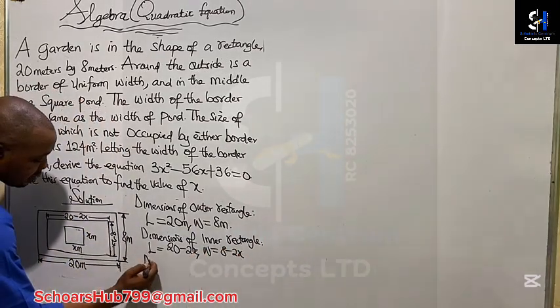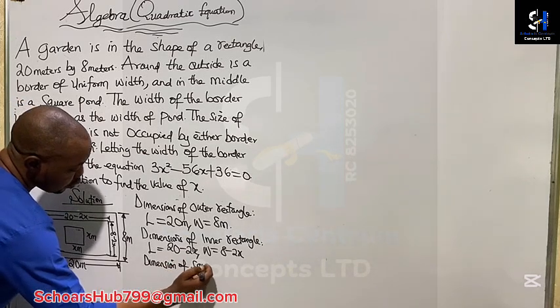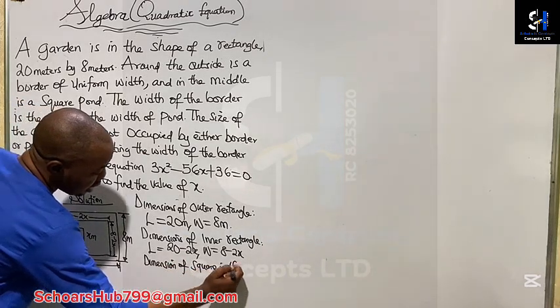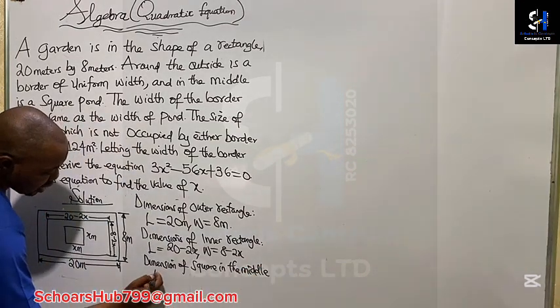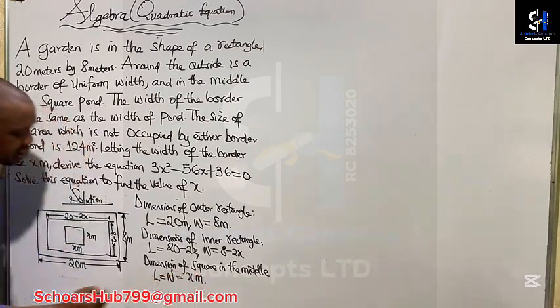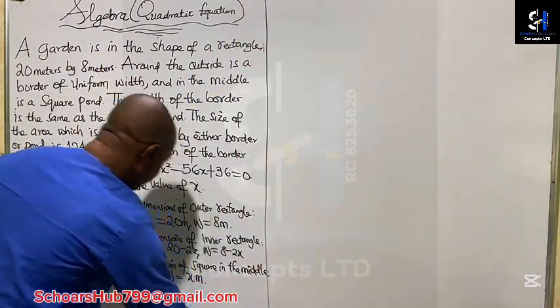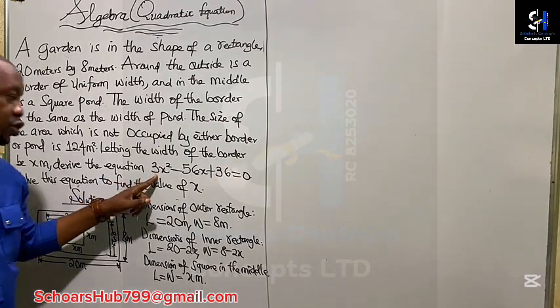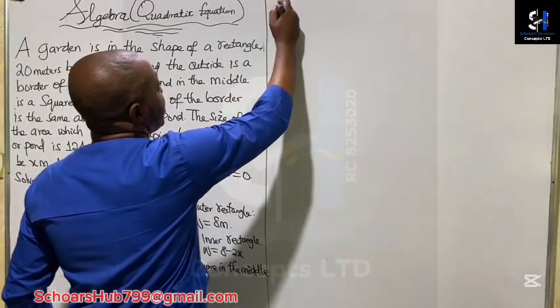So we know that the dimension of the square in the middle, the length is equal to the width, and that will be x meters. Okay, fine. Now let's see how this will be possible, that is, to derive this equation, 3x squared minus 56x plus 36. Okay, now let's do it this way.